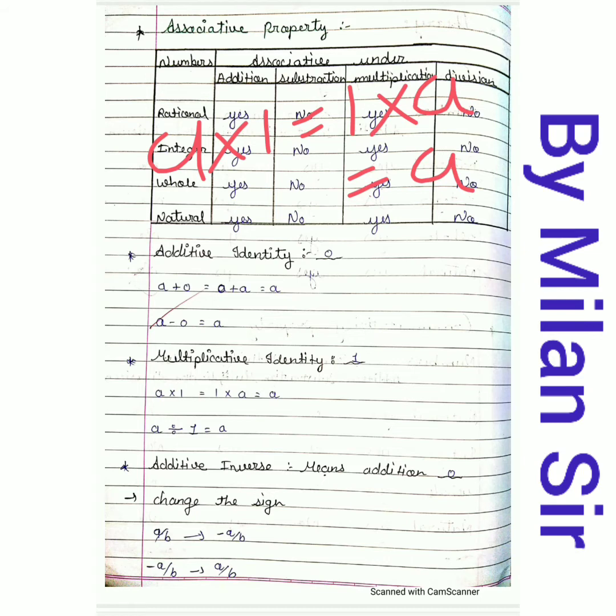Now for division, if we divide any number by 1, we get the same answer. That means 5 divided by 1 is 5, minus 15 divided by 1 is minus 15. So if we write it like this, 5 divided by 1, if our 1 is in the denominator, we get the same answer. But the reverse is not possible here. 1 by 5 is 1 by 5 only. It is not 5.